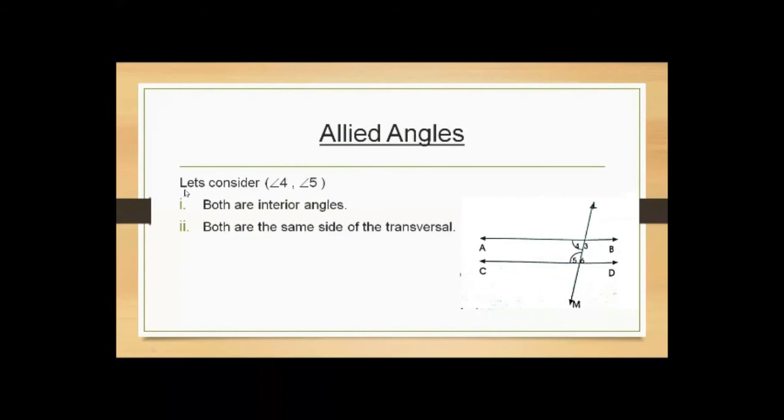What are the allied angles? Let us consider angle 4 and angle 5. And you see in this diagram, angle 4 and angle 5 are both interior angles. Yes, they lie between the parallel lines, so they are interior angles, and both are on the same side of the transversal. They are not on opposite sides. Similarly, student, here angle 4 and angle 5 are the allied angles, and also angle 3 and angle 6 are the allied angles here.